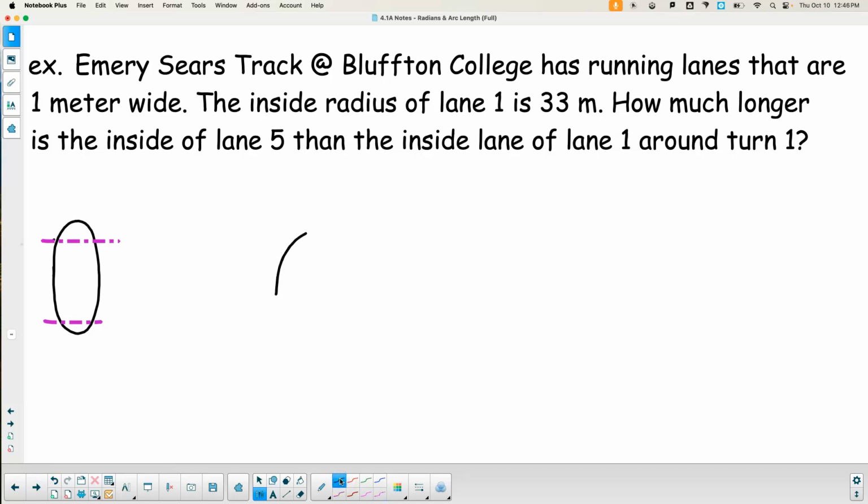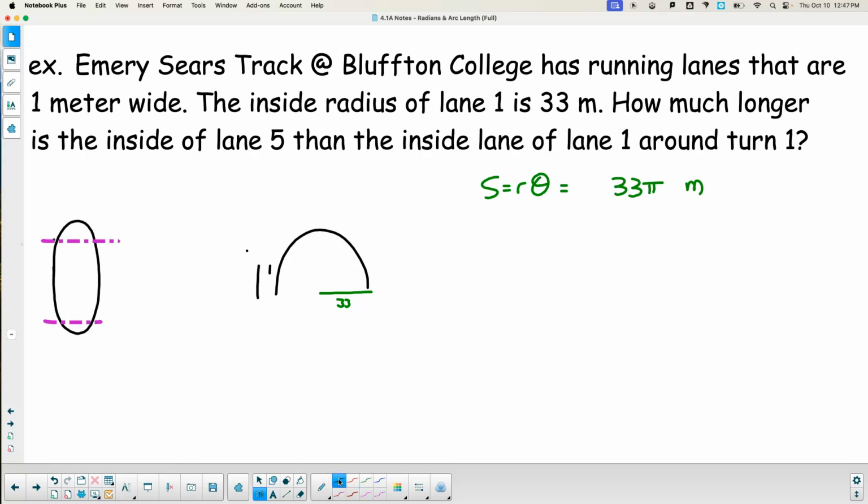Alright. 4 pi. So if I'm looking at the inside of lane 1 has a 33 meter radius. That means that the arc length on the inside of lane 1 is going to be 33 pi meters. Okay? Because the central angle is 180 degrees, which means the central angle is pi radians.